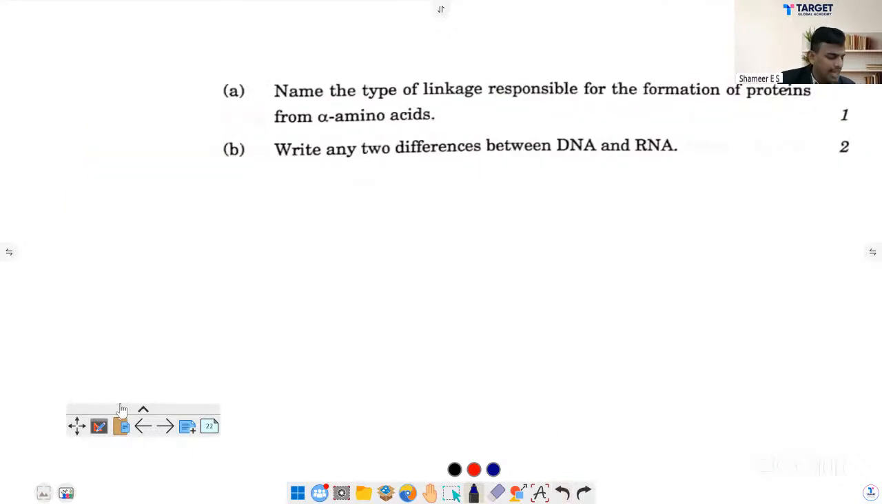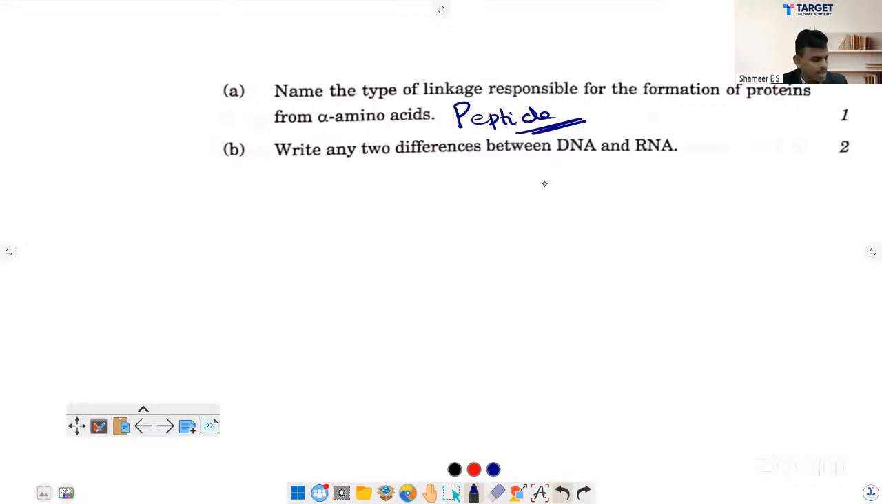Name the type of linkage responsible for the formation of proteins from alpha amino acids: peptide linkage. Write any two differences between DNA and RNA. Okay, many differences are there.